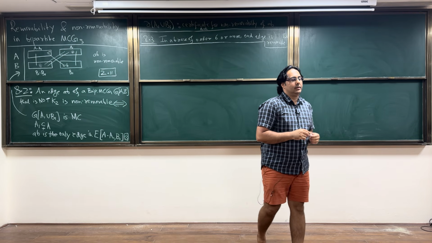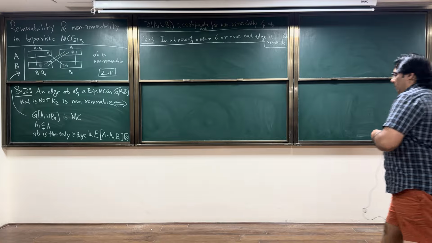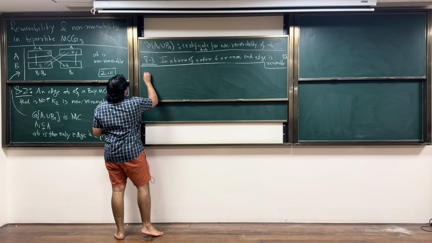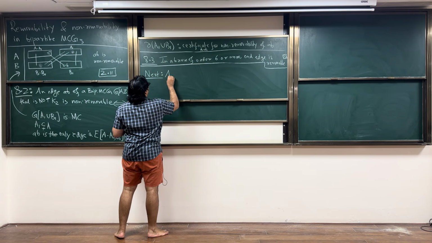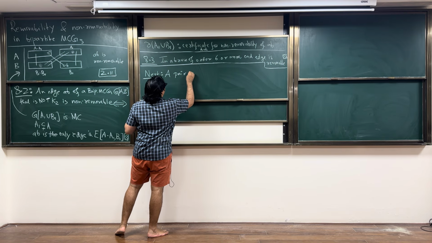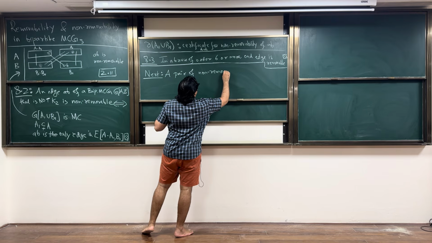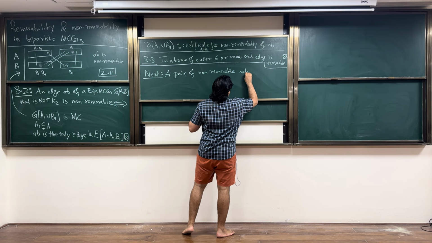So the next thing is, let's consider non-removable edges in a bipartite matching covered graph that are incident at a common vertex. We will just focus on 2 edges for now. Okay? So next, a pair of non-removable adjacent edges.